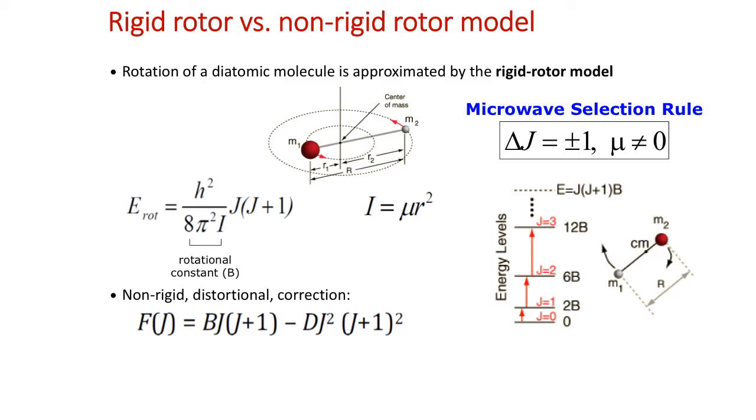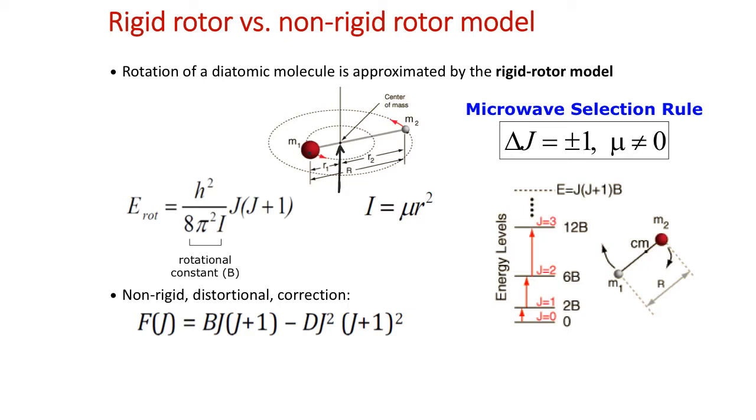So let's look at the rigid rotor model. The rigid rotor model involves having two masses, M1 and M2, connected by a massless string of constant length. You can imagine the string, of course, being the bond. The molecule is going to spin about the center of mass point.